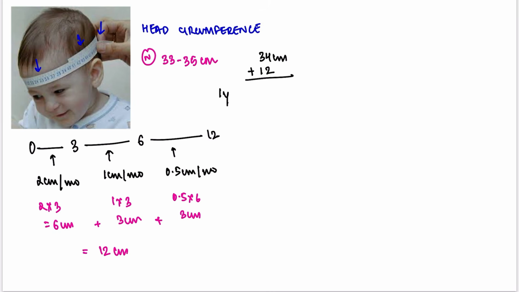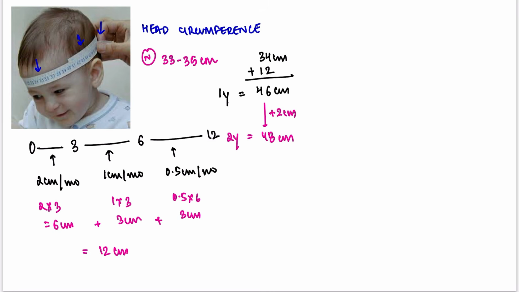So at 1 year of age, the child's HC would be 46 centimeters. In the next 1 year, the child gains just 2 centimeters. So by the end of 2 years, it is going to be 48 centimeters.